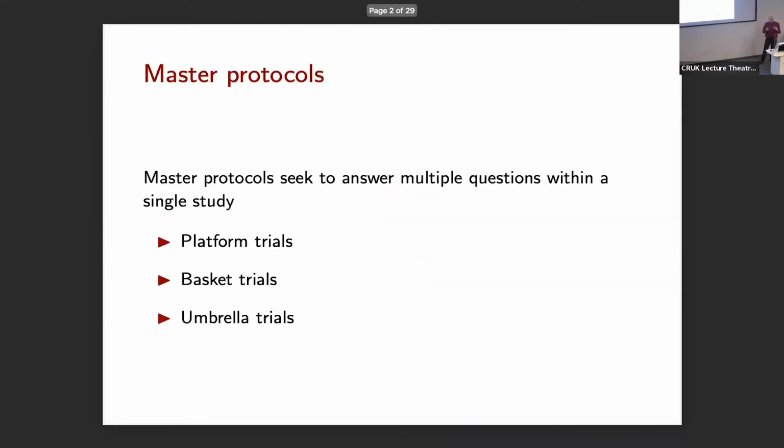So what I'll be talking about is error rates and master protocol. And just to get us started, what am I talking about when I think about a master protocol? I'm talking about a study that tries to answer multiple questions within a single study. So that could be a platform trial where I have multiple treatments that I want to compare against a common control. It could be basket trials where I have one intervention but multiple disease types that might be related, or umbrella trials where I have different treatments for different disease subtypes.